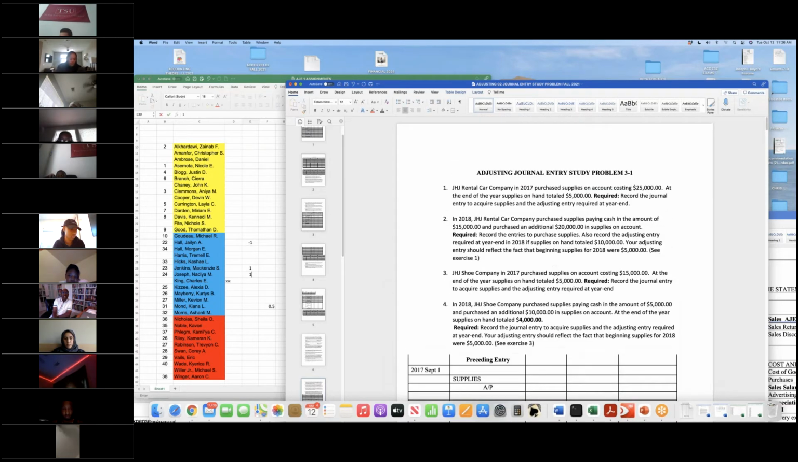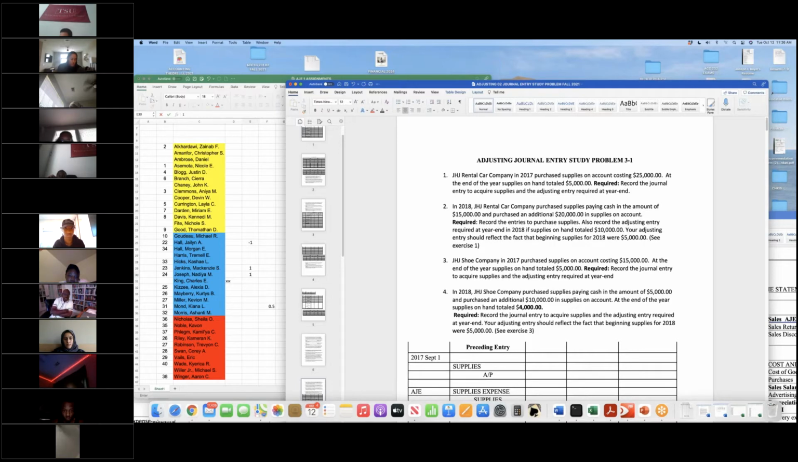Now to supplies. So the first one we talked about last time was supplies. There's going to be a preceding entry to purchase the supplies, and then there'll be an adjusting entry that's made at the end of the year when we see how much in supplies are utilized. So let's go to the first one. Nicole, are you there and ready? I'm here. Okay, go ahead.